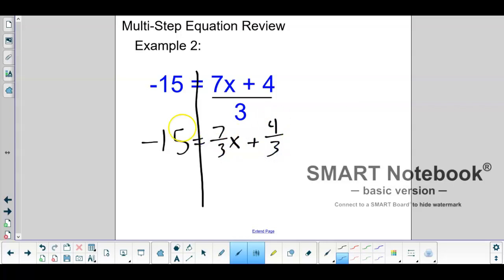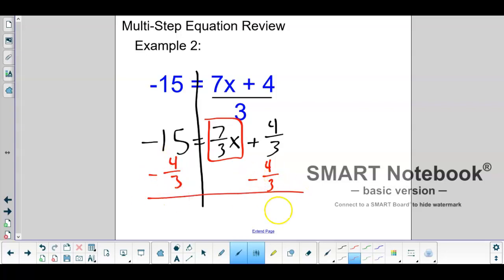Again, all I did was take my whole thing being divided by 3 and break it into two parts, the 7 over 3x and the plus 4 over 3. From there, once I have the problem set up, now it looks like something that I know how to solve. I have my 7/3 x on the right side. Well, what's being done to it? It's being added by 4/3. I know the opposite of adding 4 over 3 would be to subtract 4 over 3.